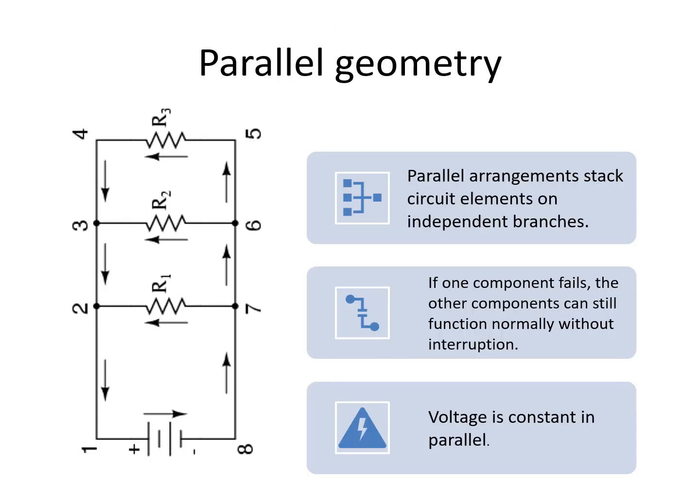Now, parallel geometry, you might say, why did I turn that picture on its side? That's so you can see that it's shaped like a ladder, and the branches are the rungs of the ladder. Parallel arrangements stack circuit elements on independent branches. And so we have resistor 1, resistor 2, and resistor 3 here, and a battery at the bottom between 1 and 8, pushing electrons in the direction of the arrows.